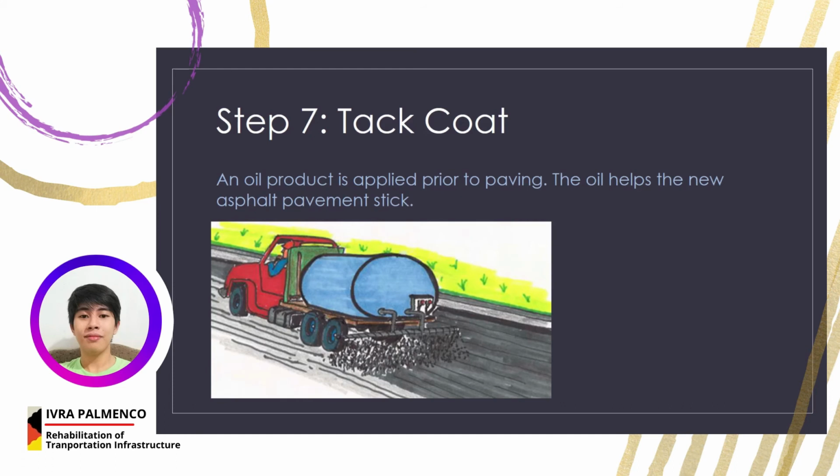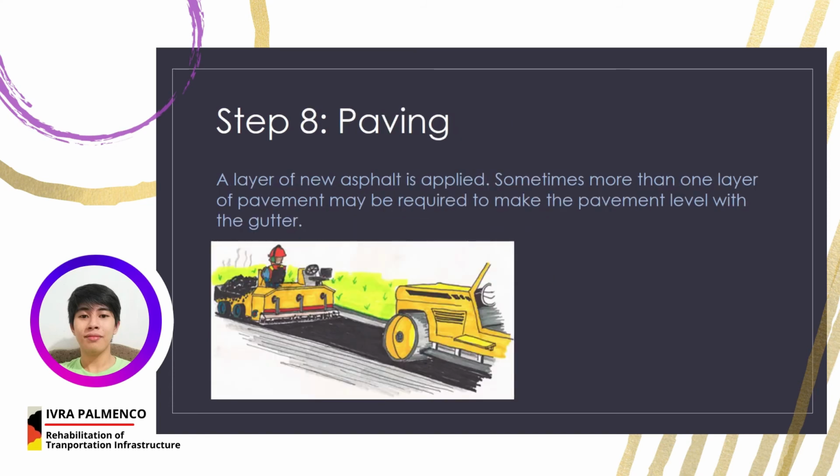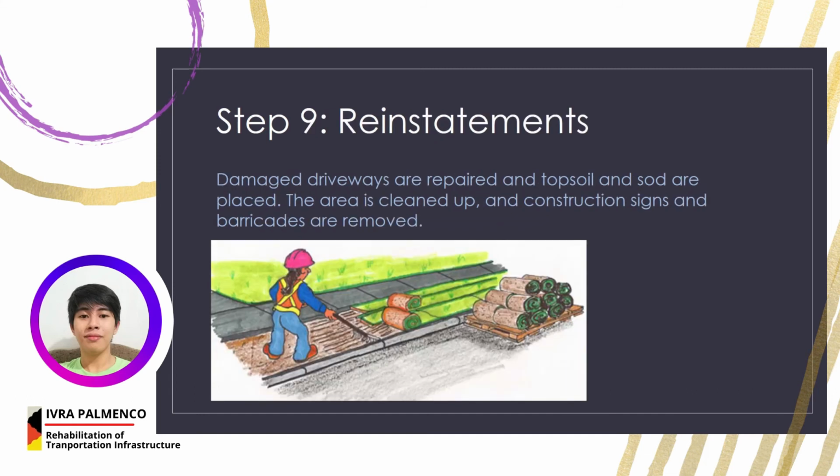This also ensures that there is minimal seepage of moisture under the surface of the new pavement. After oiling, a new layer of asphalt is then applied, and sometimes more than one layer of pavement may be required to make the pavement level with the gutter. Finally, any damage caused onto existing properties by the resurfacing process is then repaired. This includes the placement of topsoil and sod, and the new area is cleaned up, removing any signs or barricades used during restoration.